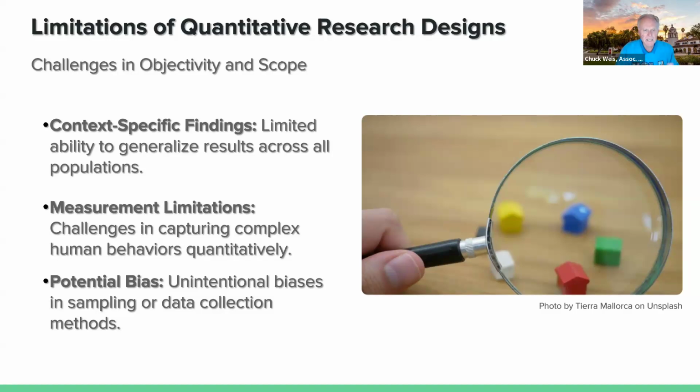And then measurement limitations, capturing complex behaviors with quantitative data. It simplifies it down so much that it might not really make a lot of sense. If you get a number 1 or a number 2 on a certain score, is it really that different? So measurement limitations, and then also potential bias. Any assessment that we use has potential bias built into it. A good example of that is achievement tests.